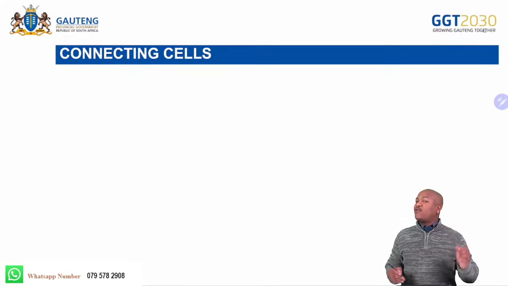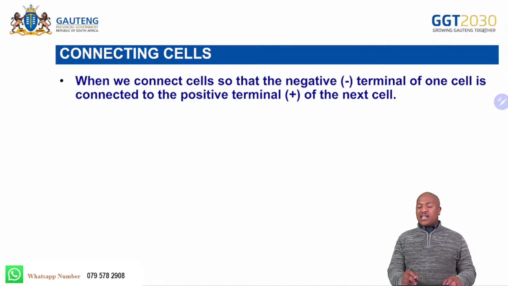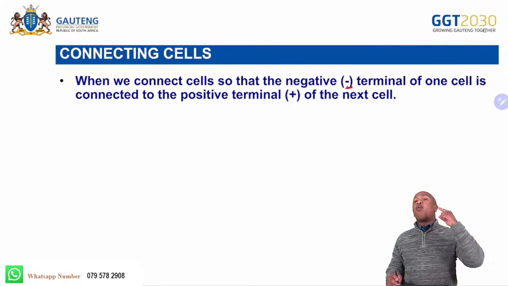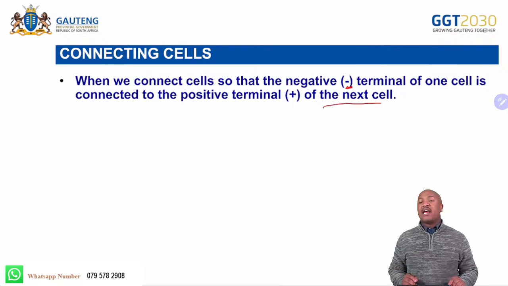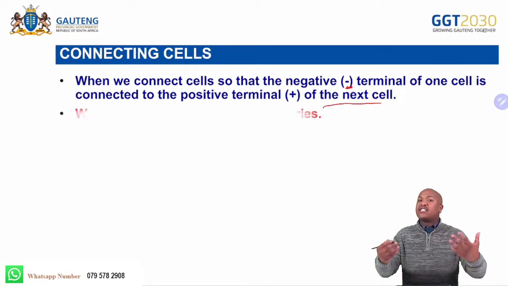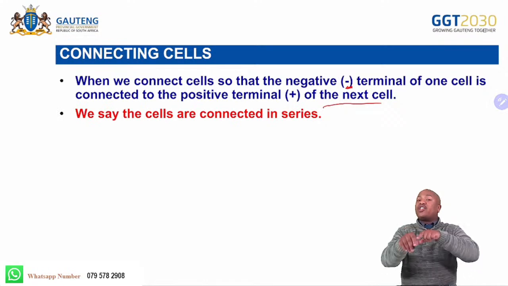Now let's look at the differences between the two. When we connect cells so that the negative terminal of one cell is connected to the positive terminal of the next cell, then we say those cells are connected in series because they follow each other.